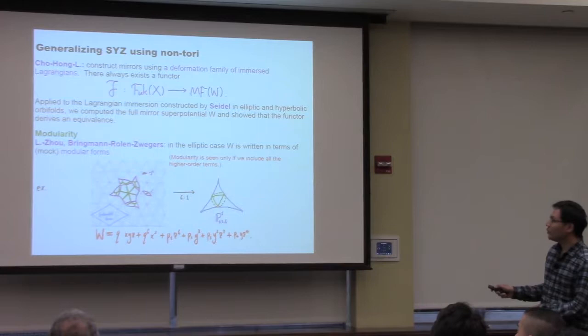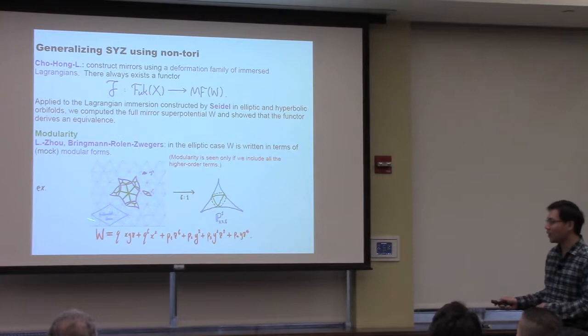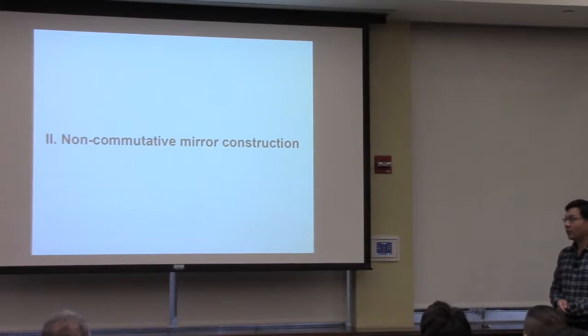So notice that only when we record all the higher order terms, we can get the modular forms. If you just encode the leading order terms, you still get the same form, but you cannot see this modularity directly. Okay, so this is a brief review of the past works.